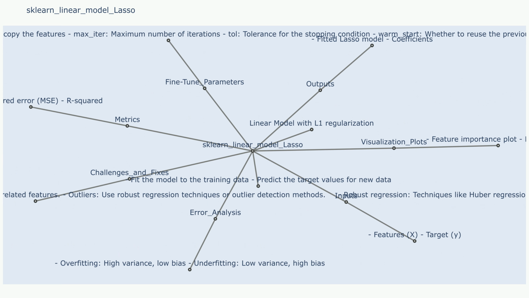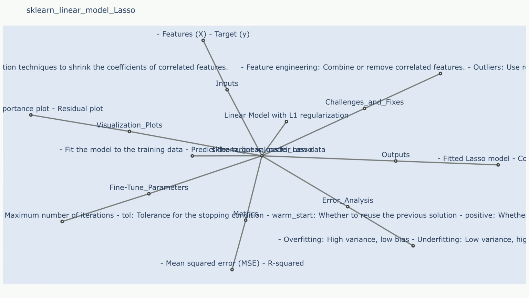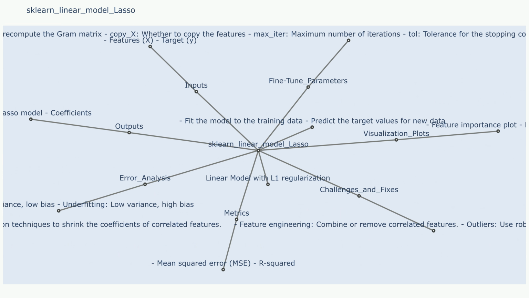Challenge 2: handling highly correlated features. Sample use case that resulted in challenge 2: when features are highly correlated, Lasso may arbitrarily select one feature from the correlated group while setting the others to 0. Fixes to challenge 2: consider using feature selection methods, e.g. PCA, before applying Lasso to reduce the dimensionality of the data and address collinearity issues.